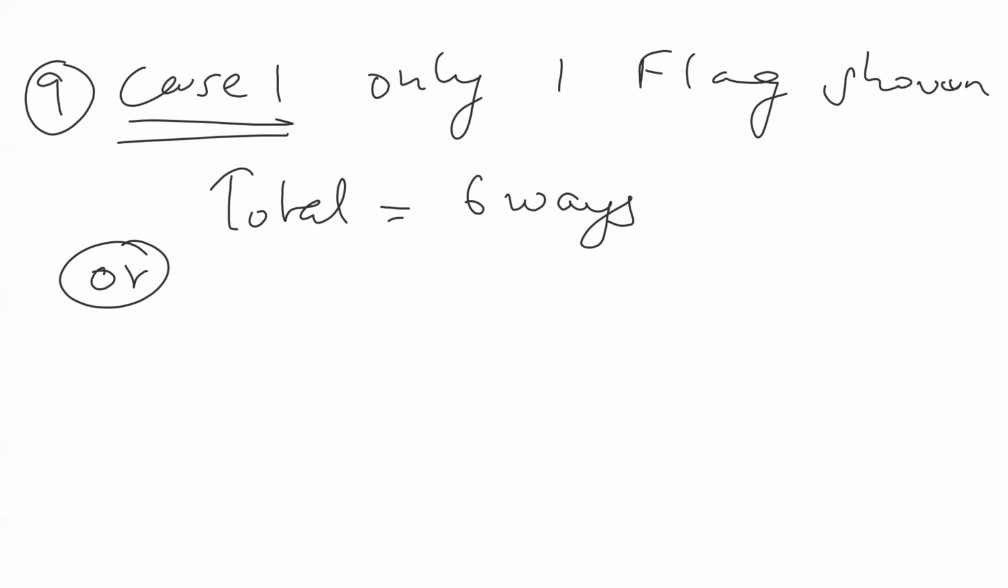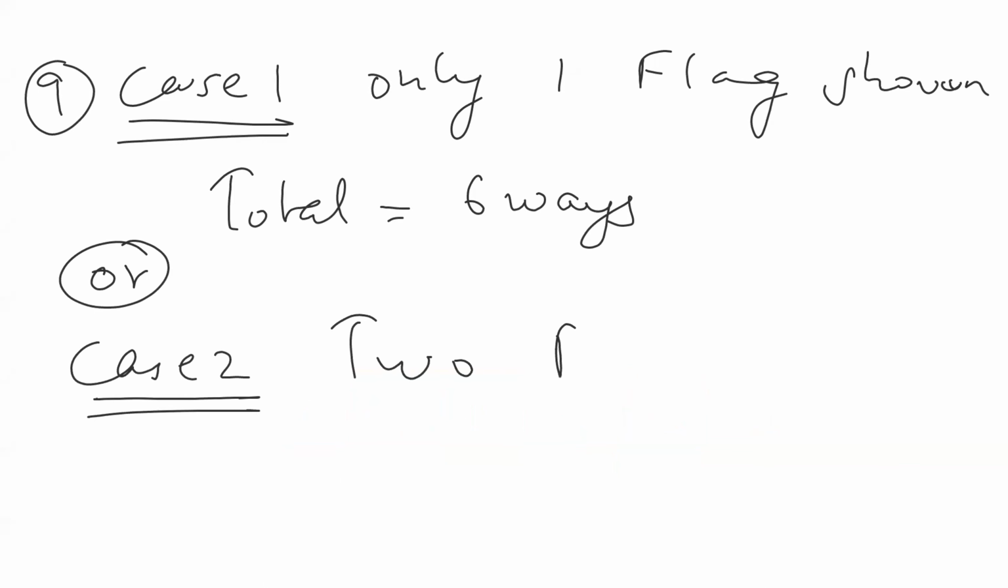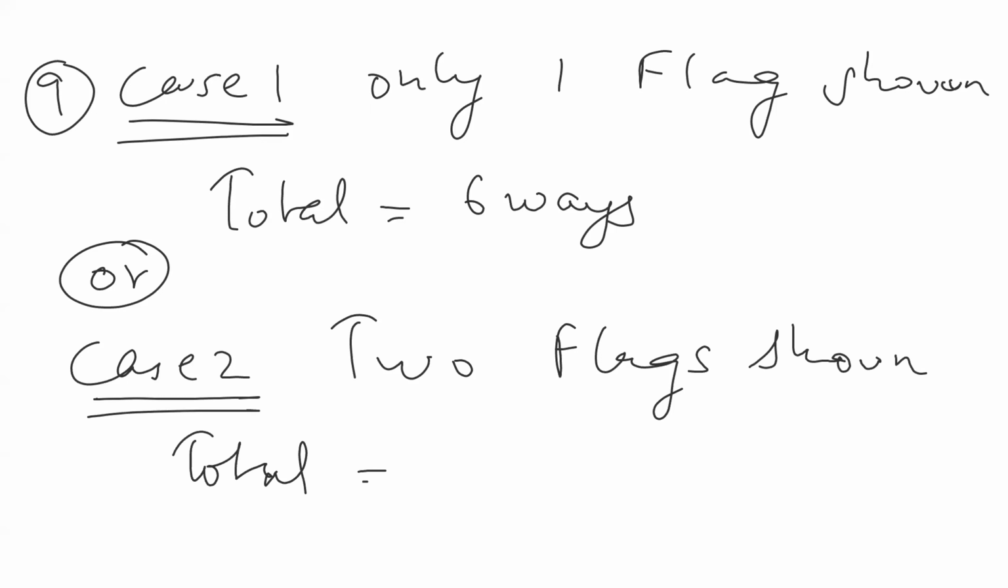Fine. So case 2, 2 flags shown. So total will be, for example, there is flag 1 and flag 2. Flag 1 can be shown in how many ways? Can someone tell me?